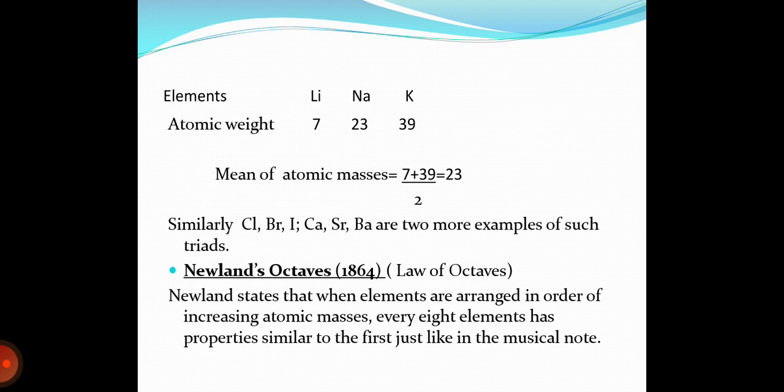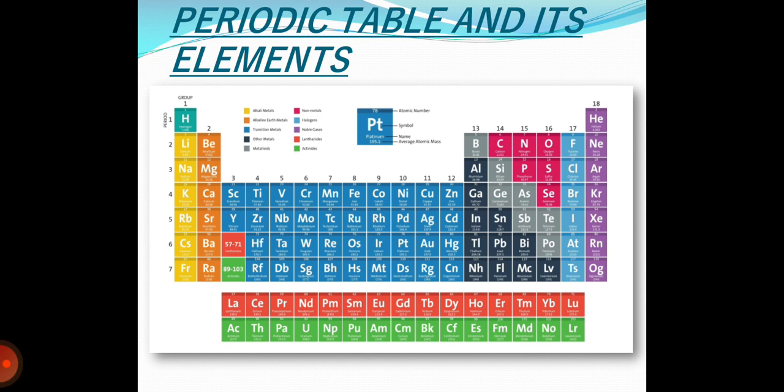The next is Newlands' octaves. It is also called the law of octaves. In 1864, Newlands stated that when the elements are arranged in order of increasing atomic masses, every 8th element has properties similar to the first, just like musical notes. There will be the illustration. Then this is the modern periodic table.